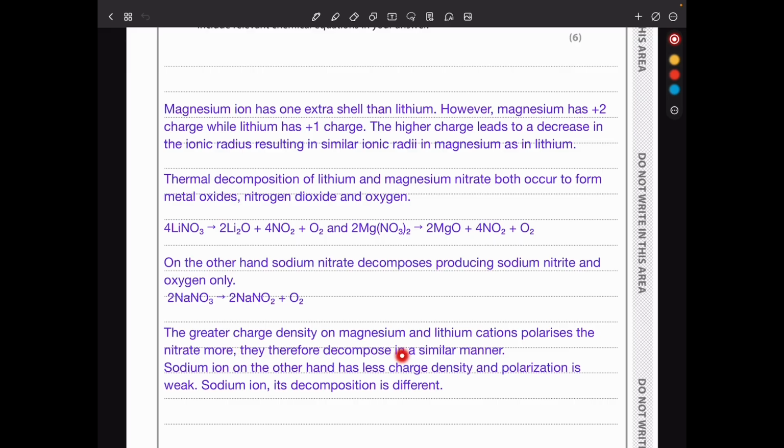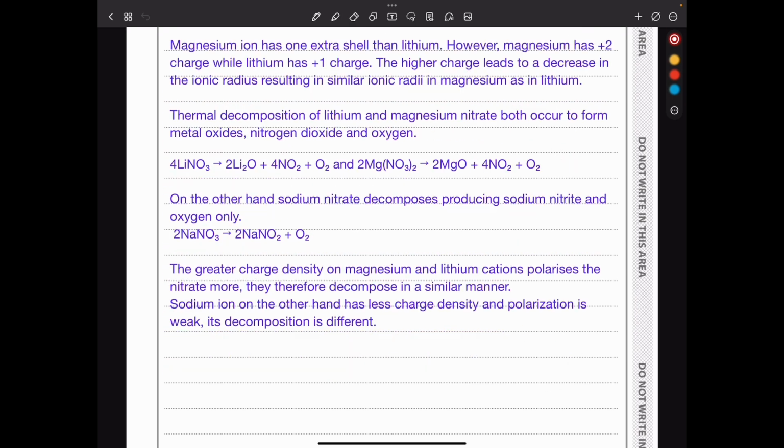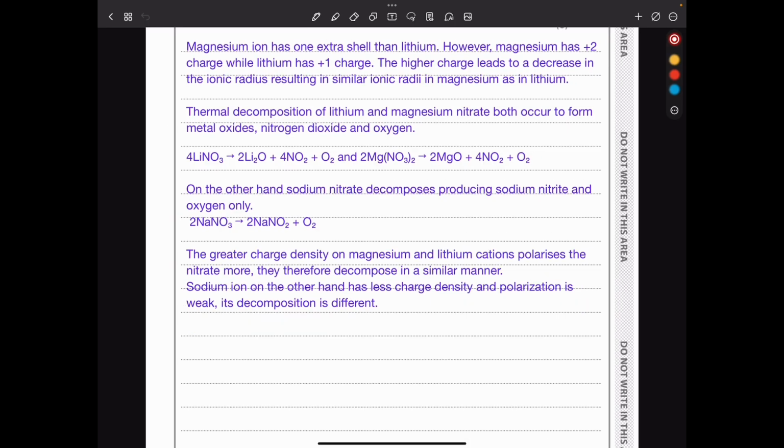They therefore decompose in a similar manner. The sodium ion, on the other hand, has less charge density and polarization is weak, so its decomposition is going to be different. So this brings us to the end of this paper.